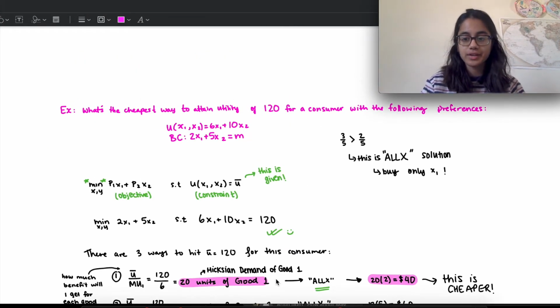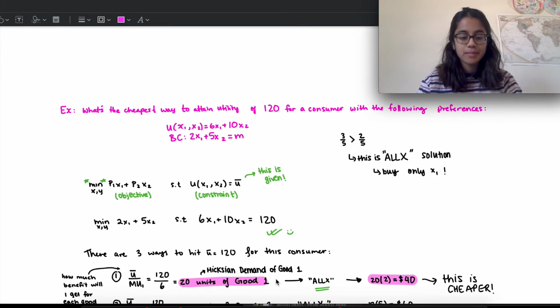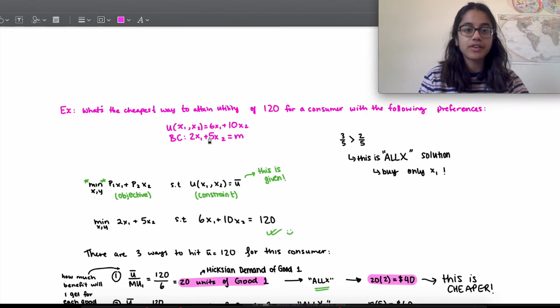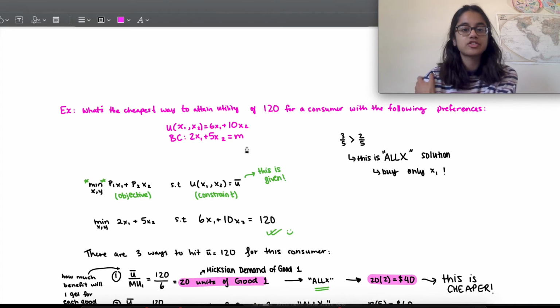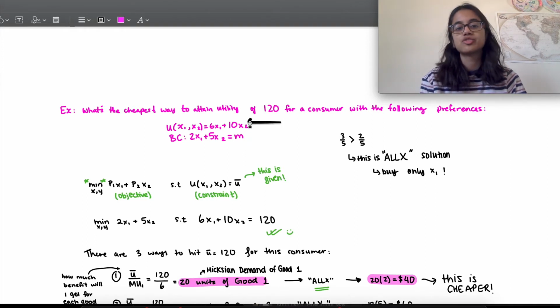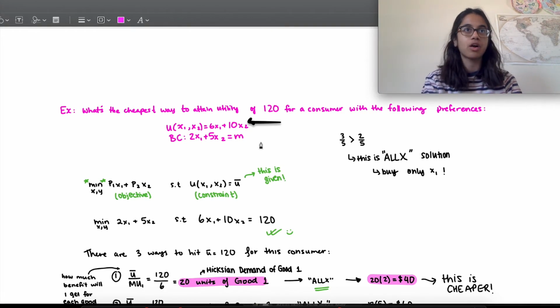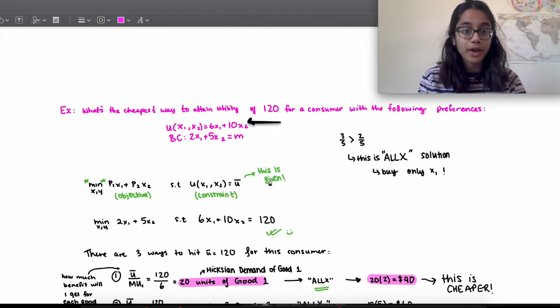It's a good way to work on an easy expenditure minimizing problem. So what is the cheapest way to attain the utility of 120 for a consumer with the following preferences, right? So we're given our utility function and our budget constraint, and whenever you see this, you should pretty much know that, oh, okay, this is a perfect substitution. Okay, now I'm going to work with those 3 graphs, right? All x, all y, or interior solution. So these should probably pop up in your head.